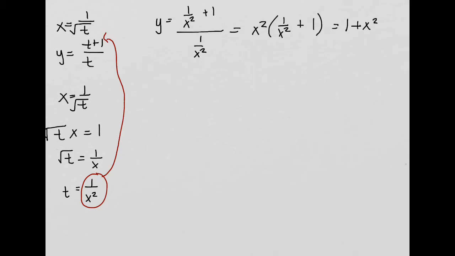Now, normally we would be done, except for this. There is a domain restriction here, right? Not only is it a square root, but it's also in the denominator. So we have some rules for what t can't be. We know that t can't be 0.